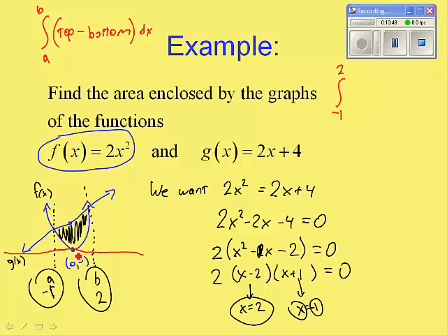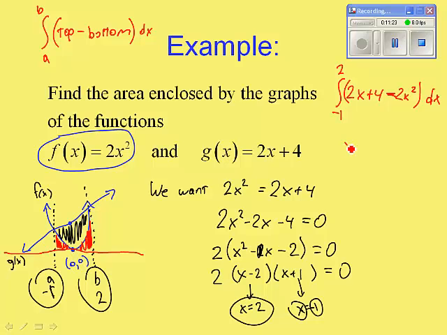Because we're trying to get the area in black. So if I integrate 2x plus 4, that's going to give me everything. And then if I want to subtract out the red, I subtract the 2x squared. So this is the integral you want to do. Okay? 2x plus 4 minus 2x squared. I'm going to give you guys a few minutes to work that out.